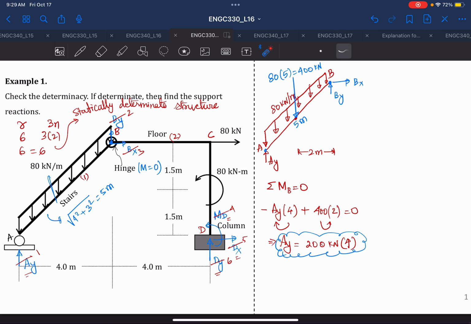And because the question is find all the support reaction, we don't need to find the internal reaction, unless we have to draw the bending moment diagram, shear force diagram, axial force diagram, then we may need to find this internal hinge. But for this case, we just need to find the support reaction, so we don't need to solve for Bx and By.